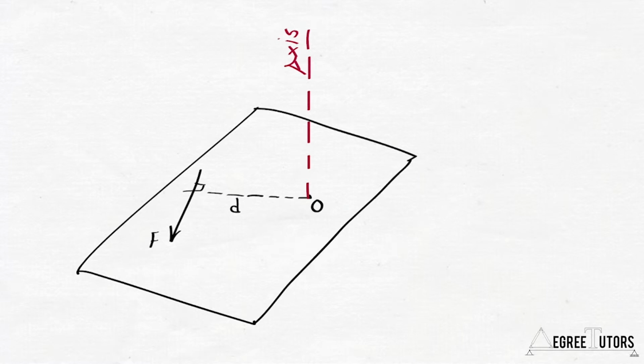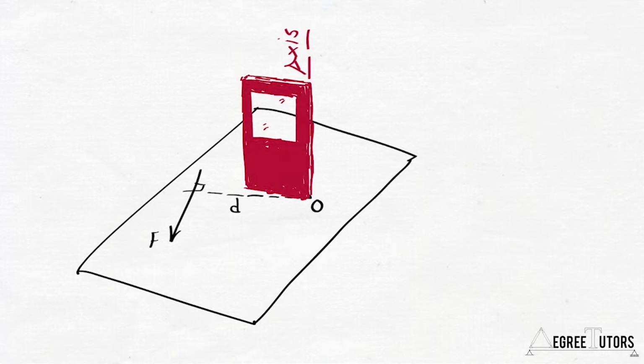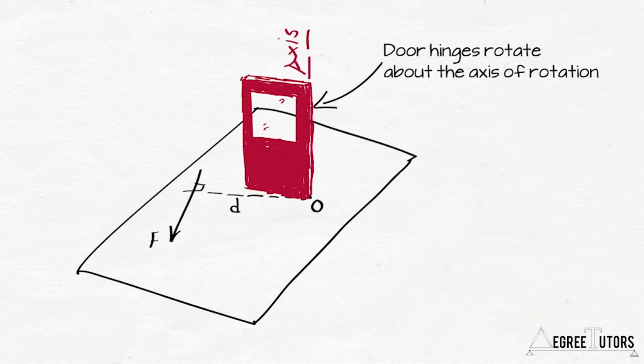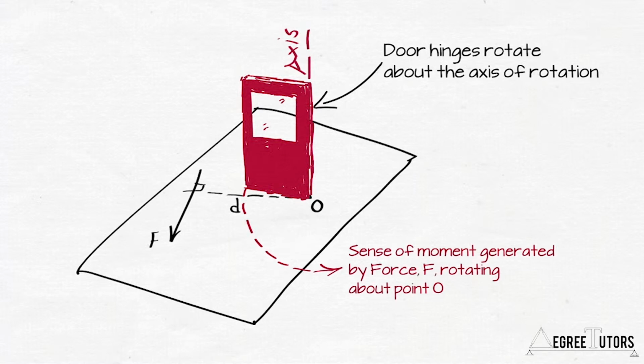Another analogy to help you visualize the sense of rotation is to think about the force F, lever arm D, and point of rotation O as lying on a 2D plane. Let's assume the floor. If we then imagine a door hung from the axis of rotation and the force F opening the door, the swinging door identifies the sense of rotation of the moment of F about point O.